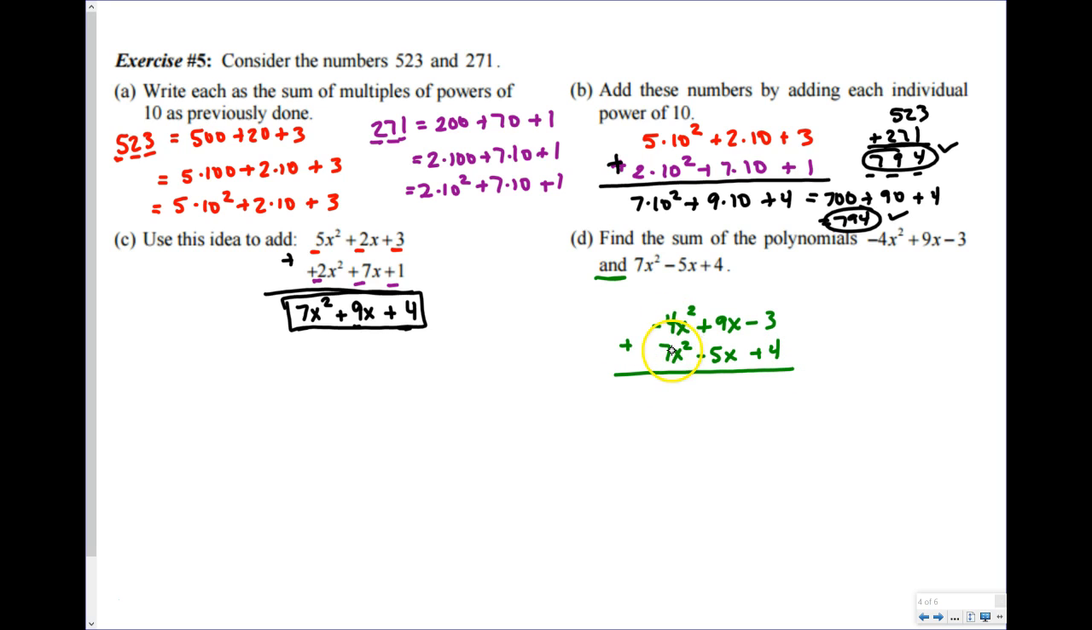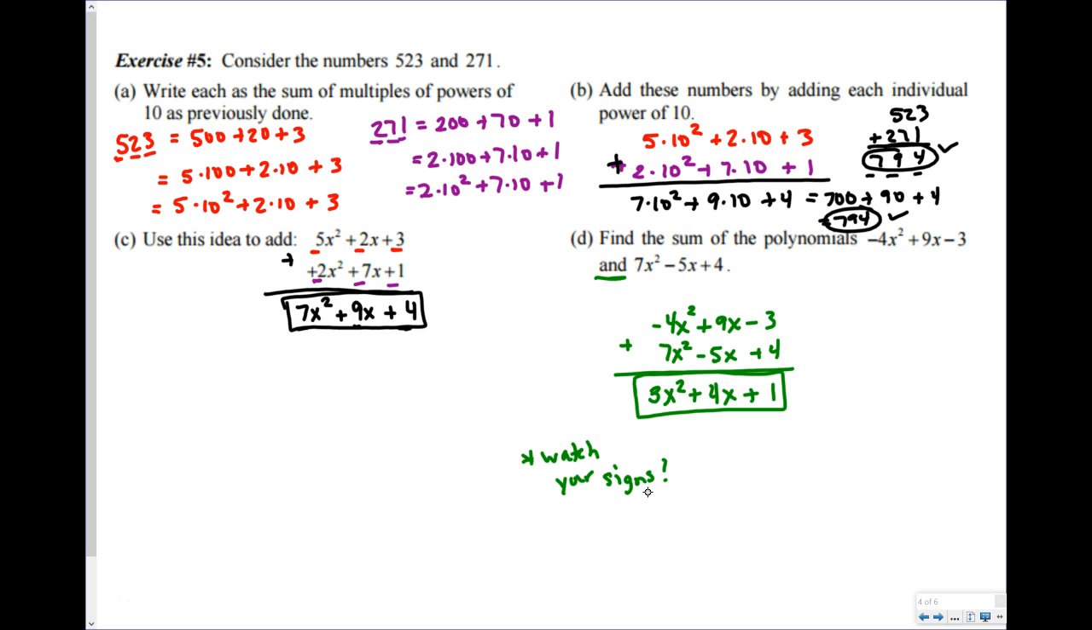So negative 4 plus 7 is positive 3x squared. 9 plus negative 5x is a positive 4x. And negative 3 plus 4 is a positive 1. So adding polynomials can be very easy if we are very careful of our signs. Okay, a calculator can be very helpful here, and I'm going to write again to watch your signs when combining polynomials. Okay, so this is how you add polynomials.